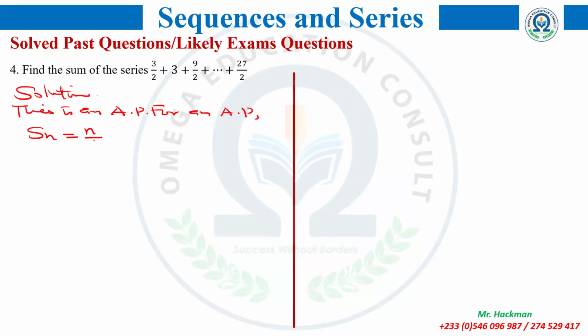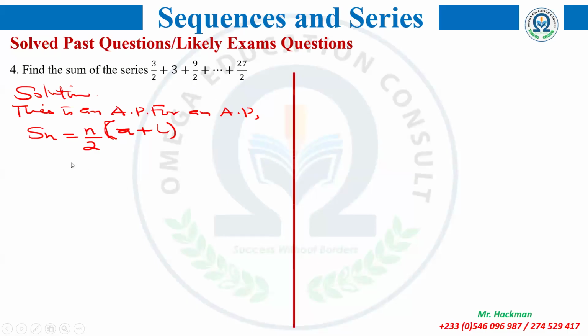N over 2, into bracket, will you write 2a? You know the last term, can't you see that? A plus L. So you have to quote the A plus L. As simple as that. That's all that you need to know, because in this sequence that we are finding a sum for, we know the last term.